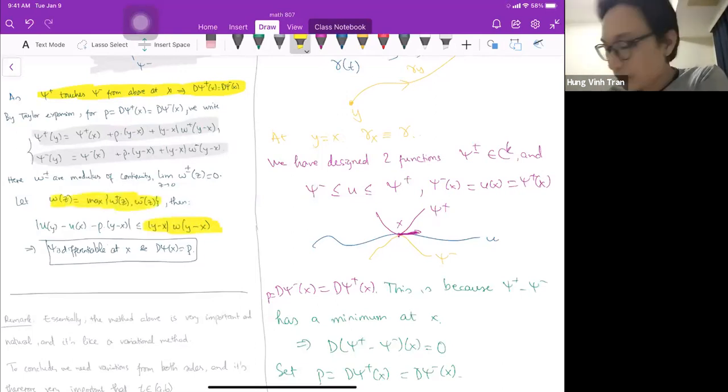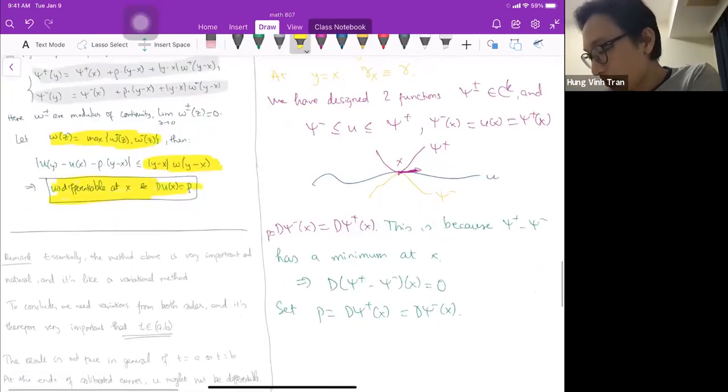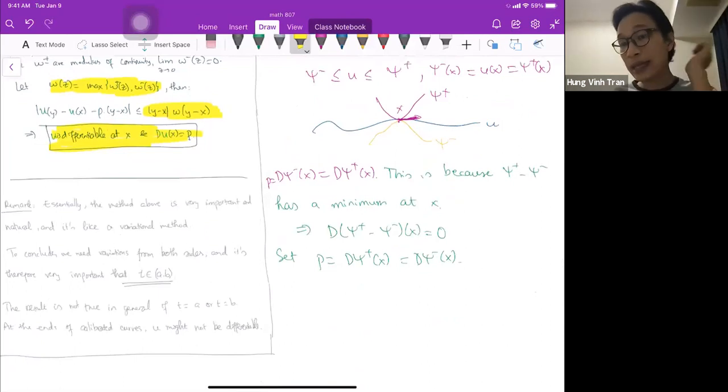So therefore, by definition of differentiability, u is differentiable at x, and du(x) equals p. Okay, so u is differentiable and du(x) equals p. Okay, and that's the proof. Yeah. So let me give a conclusion, and then we have time for discussion.